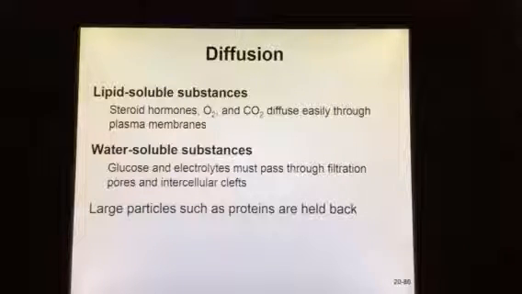So this talks about what molecules are able to easily diffuse: hormones, oxygen, and carbon dioxide. They are small, they are lipid soluble, which means they can just move through that cell membrane. And then water soluble substances, and also glucose, is larger. So glucose and electrolytes have to go through those pores or the intercellular clefts. And then there's even larger proteins or larger particles that don't diffuse. So proteins would be an example of those.